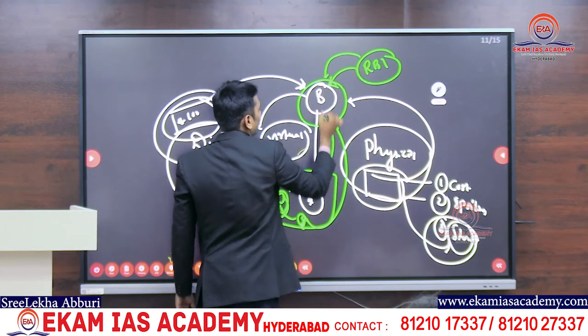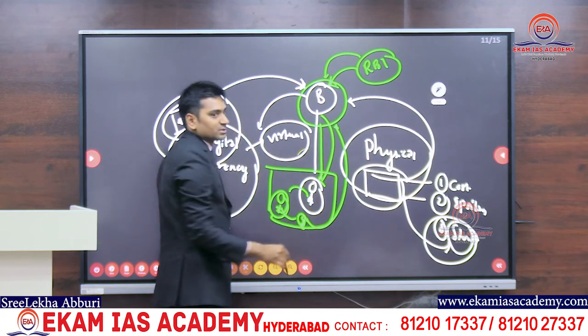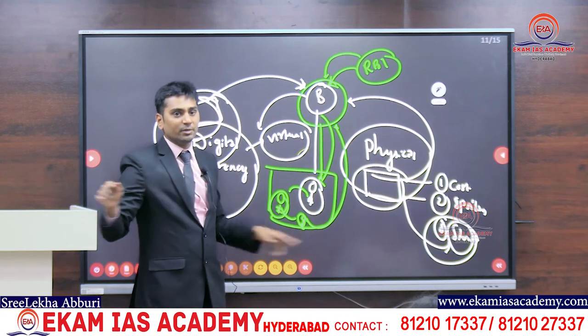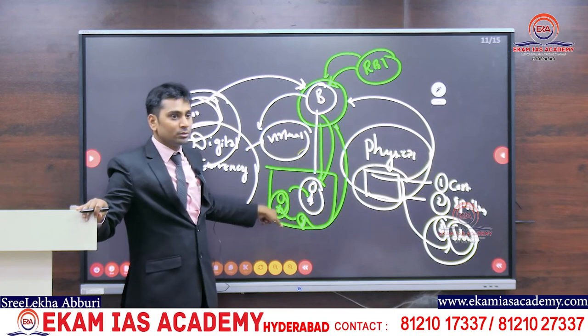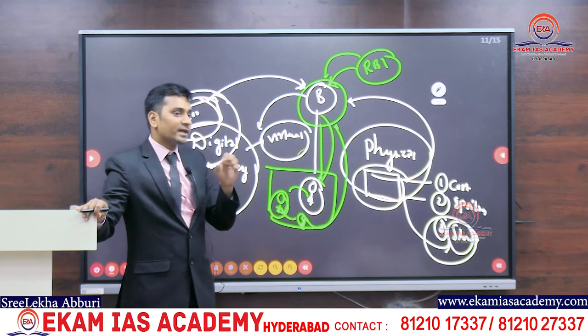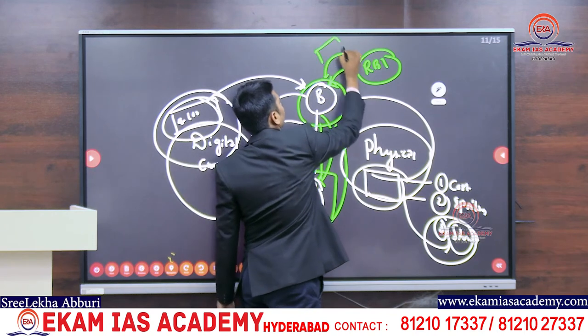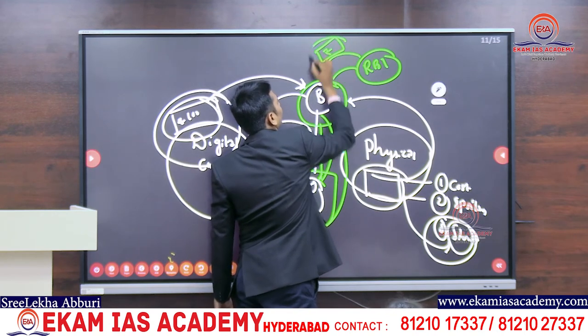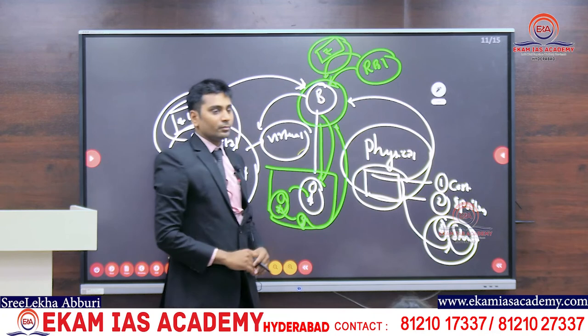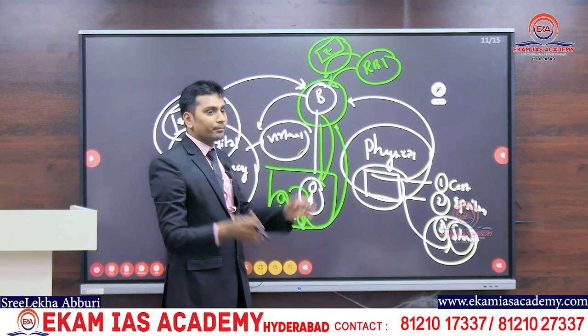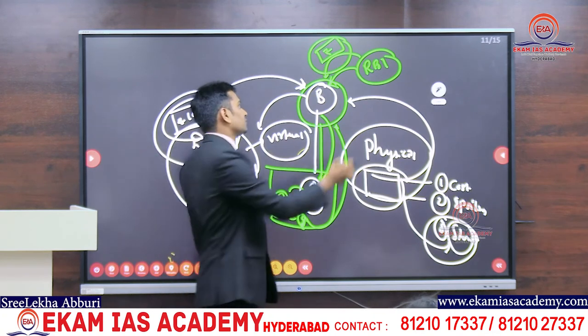RBI will be printing, banks will be passing, banks to customers. And then customers will be circulating among themselves. This is the route. Now what they say is, rather than printing it, they say that we are not printing, but this is in the form of digital currency. And they say that, okay, I am passing this much amount of digital currency to the banks.